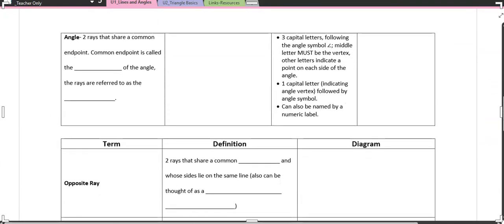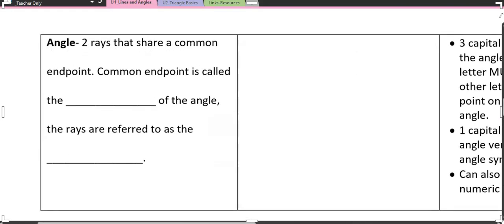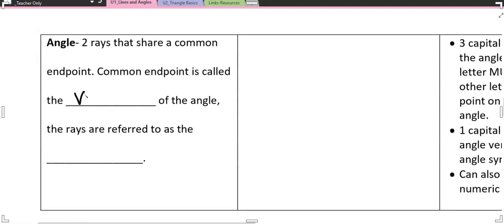And then the last of the basic terms here is going to be an angle. And so as we're looking at angles here, this is going to be 2 rays that share a common endpoint. And this common endpoint we're going to give the name of vertex. And we're going to see that term vertex used a lot here. And then the actual rays themselves are going to be considered sides.